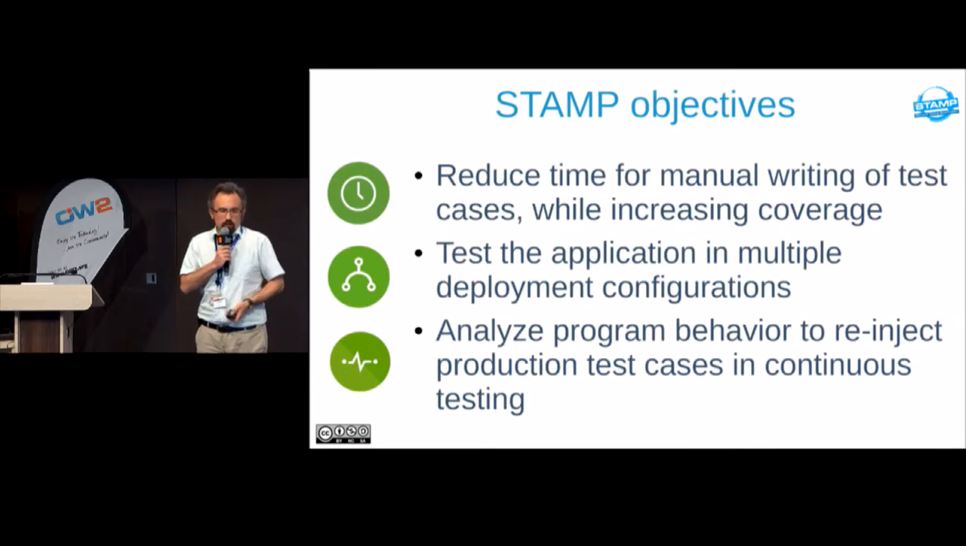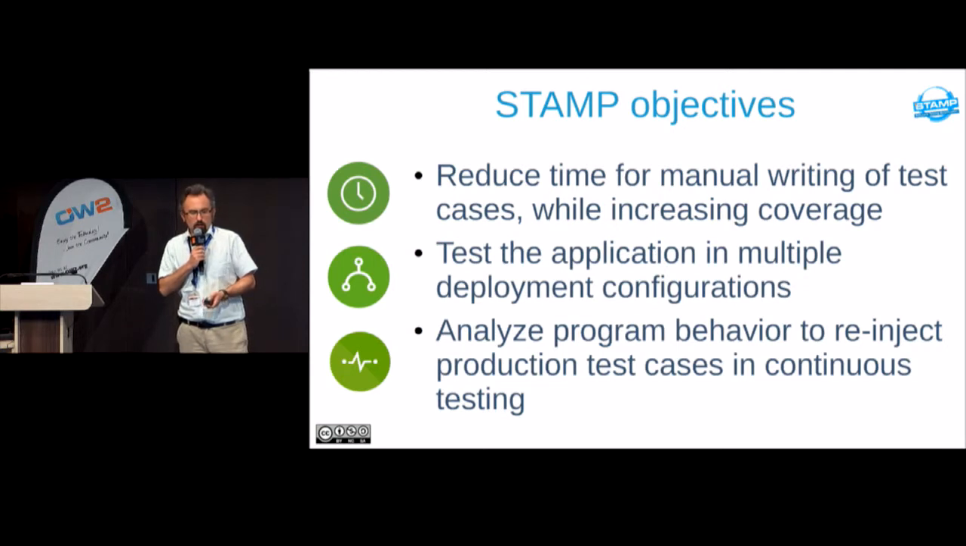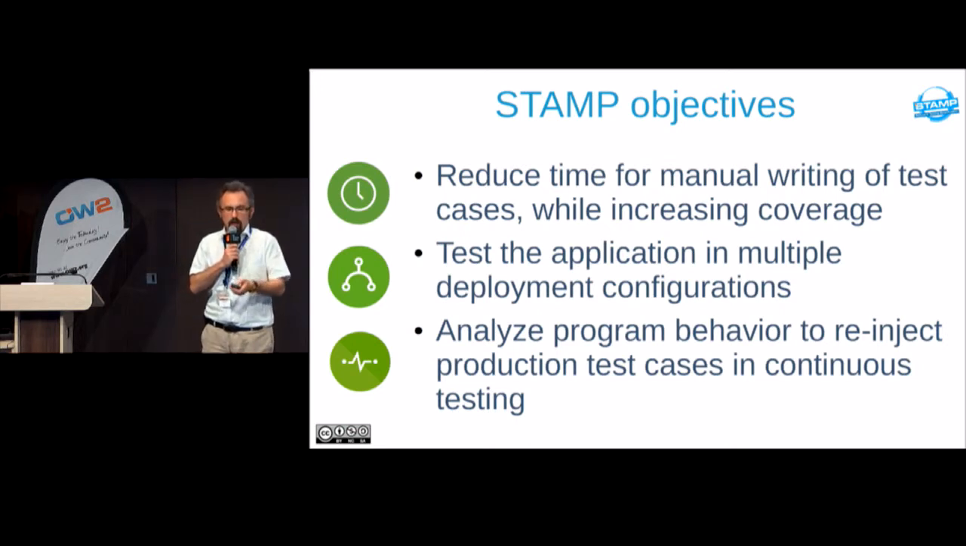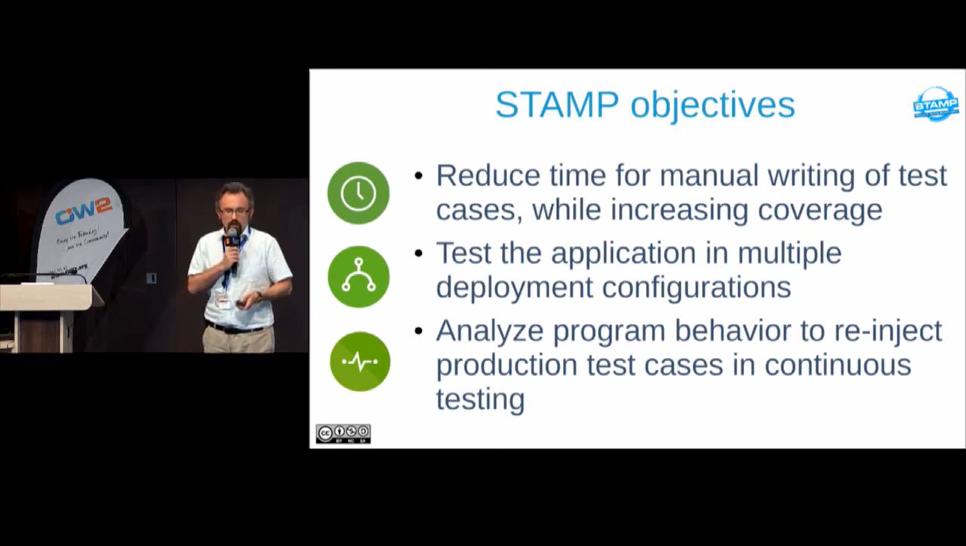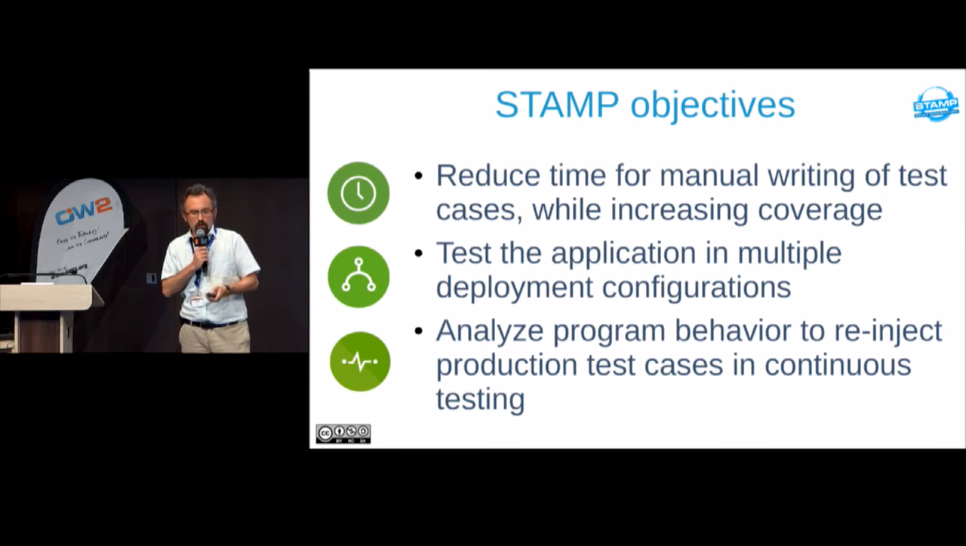So for each part, here are the STAMP goals. As we use other functions, other methods during the amplified test, we aim at increasing coverage of the code. We aim at giving help in defining deployment configurations, and of course to analyze the logs to construct a test case from production problems.